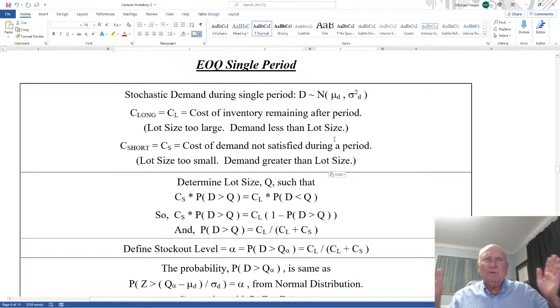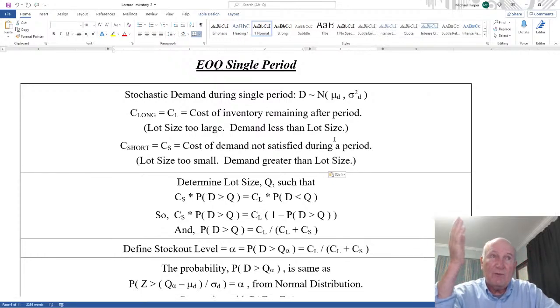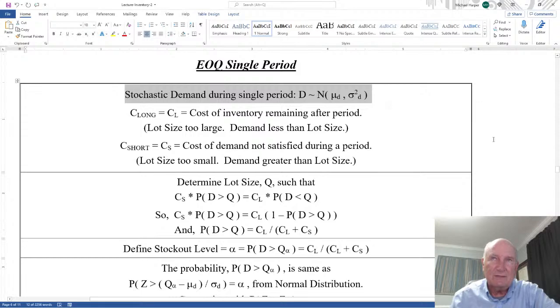Now, a single period says we're just looking at one inventory period, not multiple periods. Because before that was the continuous review. We review it every inventory period. Now we have a single period. So now we have stochastic demand during a single period. Okay, and there it is.